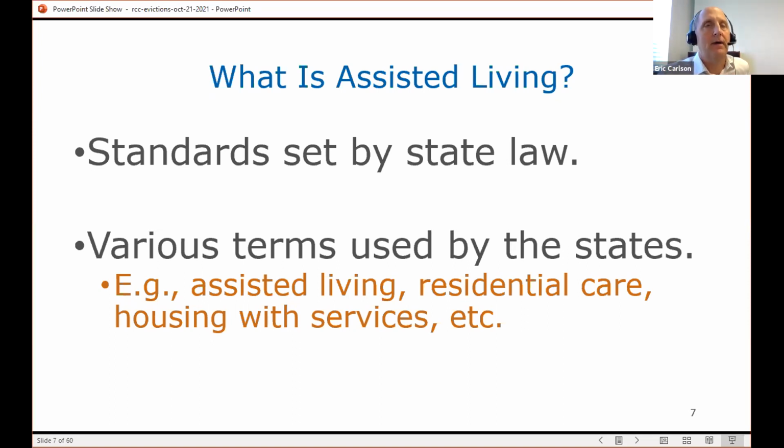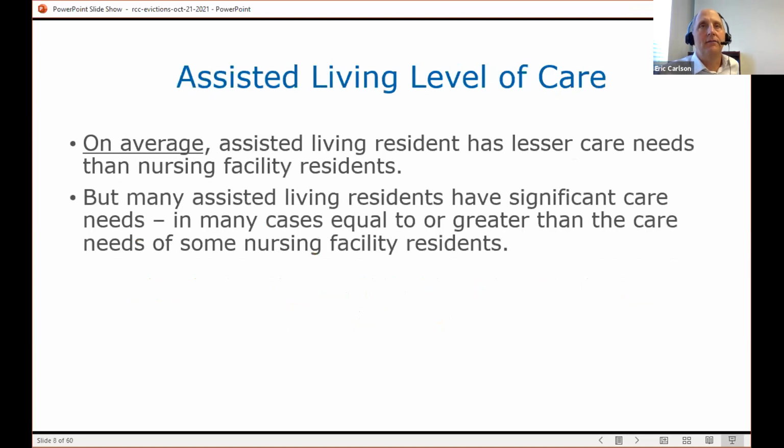And as Amity mentioned, these facilities are going to be called different things in different states. Next slide. And the variation, though, isn't limited just to the name. There's variation throughout the standards that are applicable to these facilities. That being said, we can make some generalizations here.